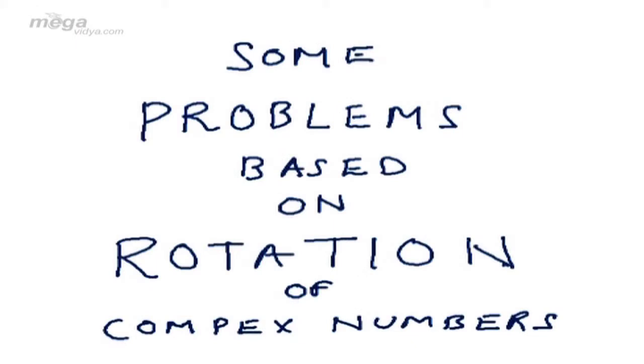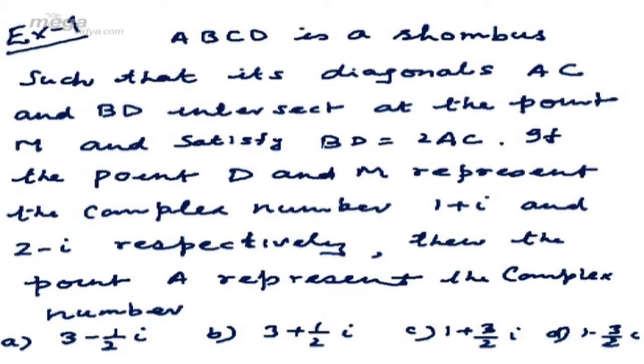Today we will discuss some more problems based on the rotation of complex numbers which were asked in competitive examinations in previous years. Example 1. ABCD is a rhombus such that its diagonals AC and BD intersect at the point M and satisfy BD is equal to twice of AC.